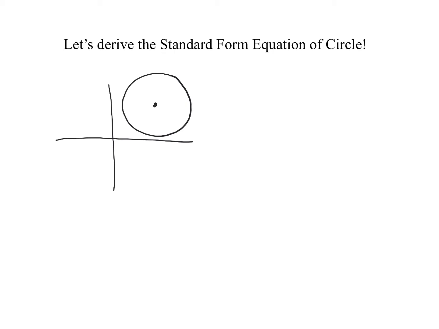So all circles have a center. So we're going to call this center point (h, k). So very similar to the vertex of a parabola, but for the center we call it (h, k). So then we're going to actually take a point that's on our circle. So for this point, let's just call it (x, y). This is any point on our circle. So one thing we're going to want to describe here is the radius of our circle, which we'll call r.